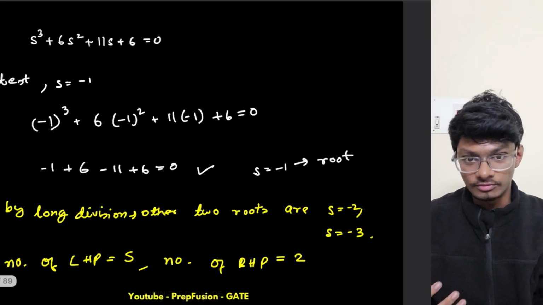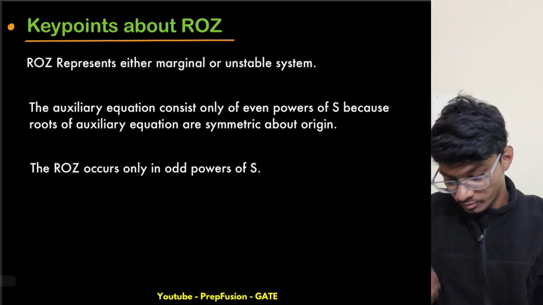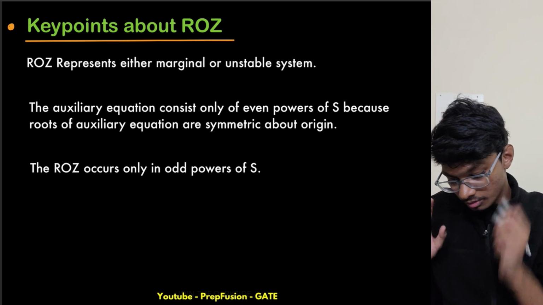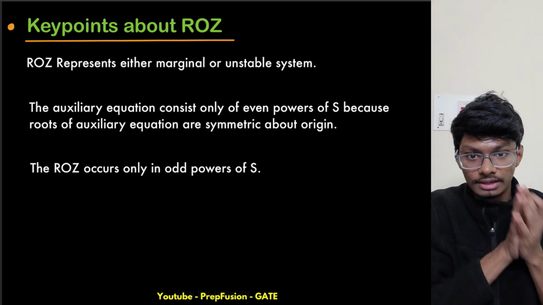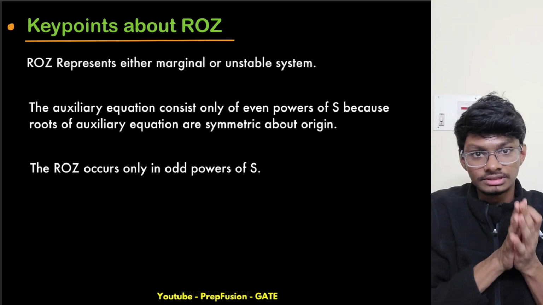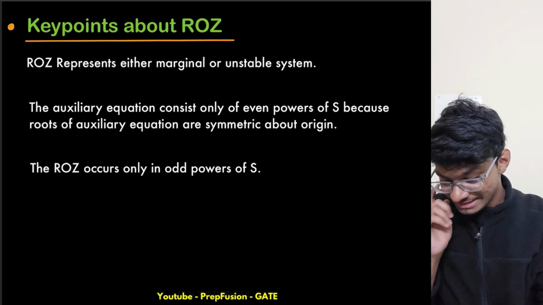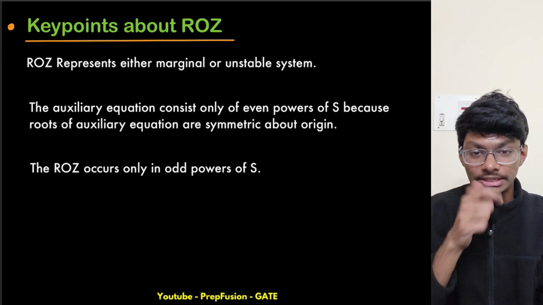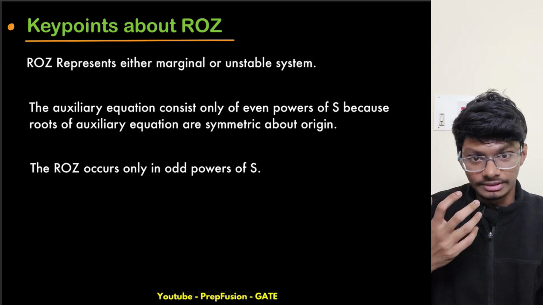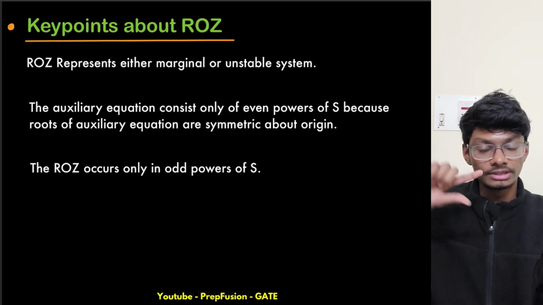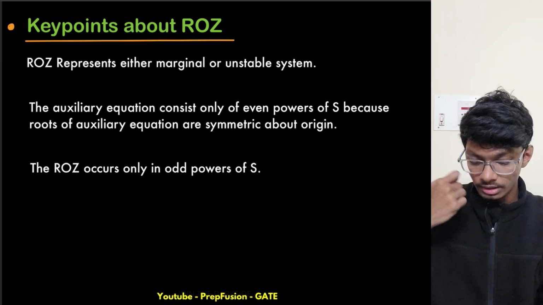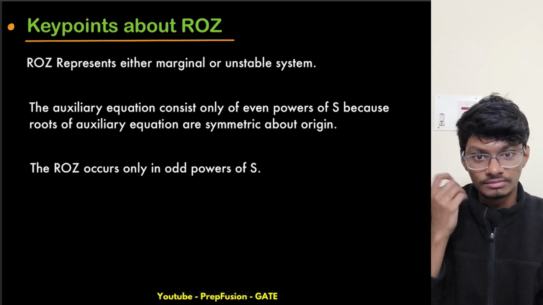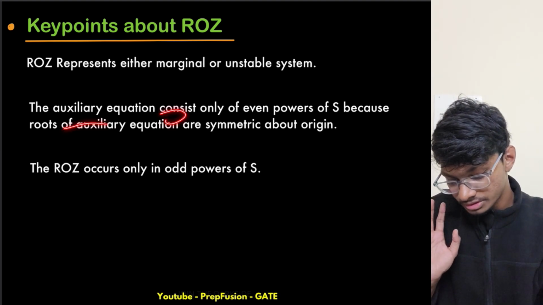Okay, let's now start with the theory. Before the question, these are a few key points about my ROZ. ROZ either represents a marginal or unstable system. We already saw it. If we have a ROZ, then obviously it will be either unstable or marginally stable. Why? Either it will have imaginary roots, or it will have roots in the right half plane. That may happen.